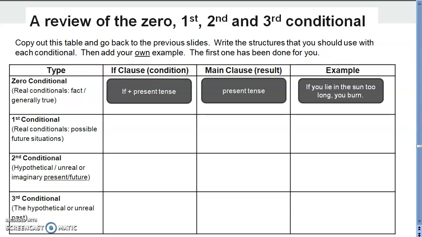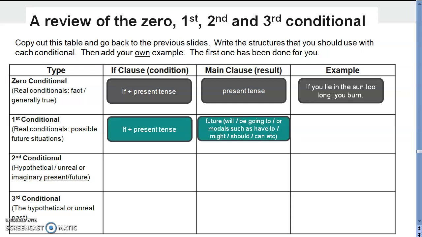So an example for the zero conditional. If you generally lie in the sun too long, you burn. This is an unspecific situation, it's a general fact. First conditional, again present tense, but it has a future idea, uses will or be going to, or modals such as have to, might, should or can. If I eat another 5 knefe tonight, I'll be ill.